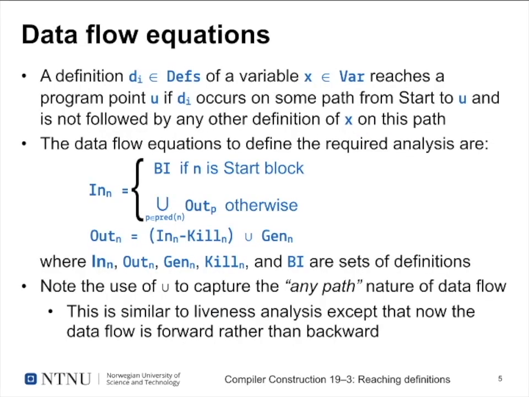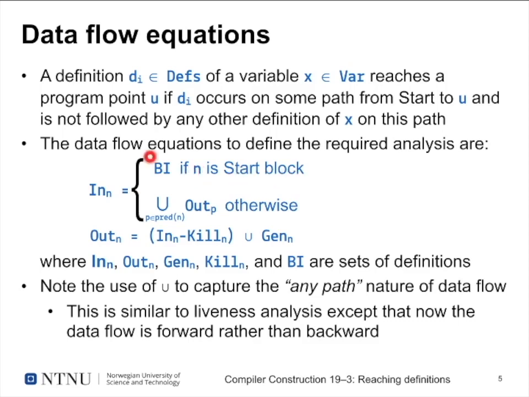For this, we need to define a set of data flow equations as before. We say that a definition di from our defined variables, that defines a variable x from a set of variables, reaches a certain program point u if this definition di occurs on some path from the start of our program to our point u, and this definition is not followed by any other definition of the variable x on this path. So we can write data flow equations for this case. Essentially we have in n, the information is either just our initial information if our block n is a start block.